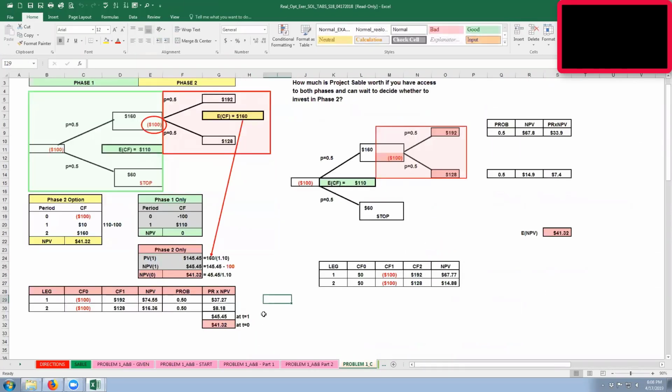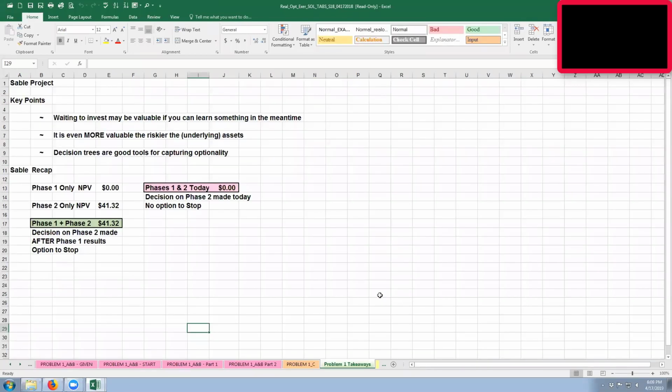And the final part of that, this is if you could stop after it was bad. First year was bad, then it comes out 4132. The takeaway was, waiting to invest has value. In this case, the value was 4132, because by waiting, you stopped and it had value to it.